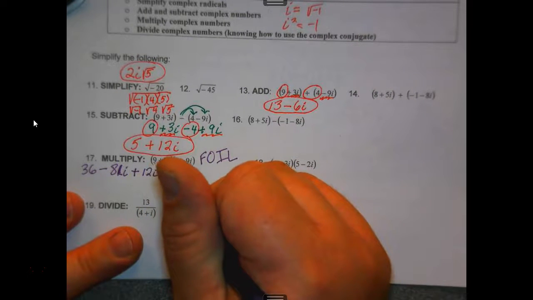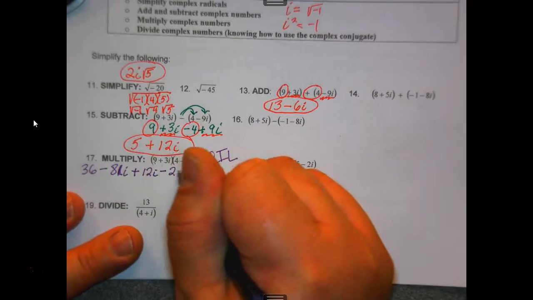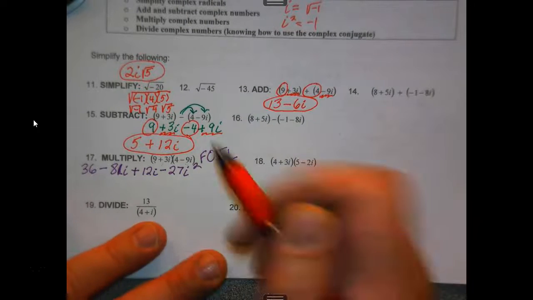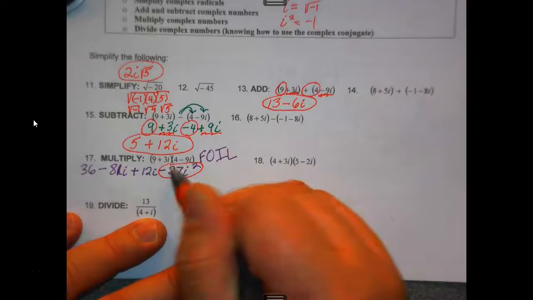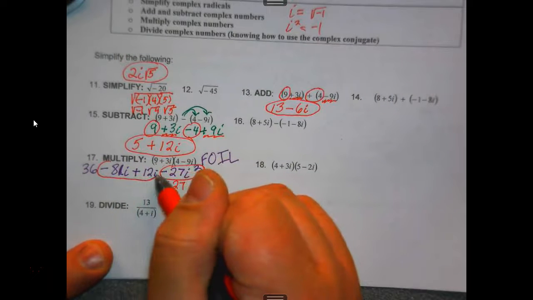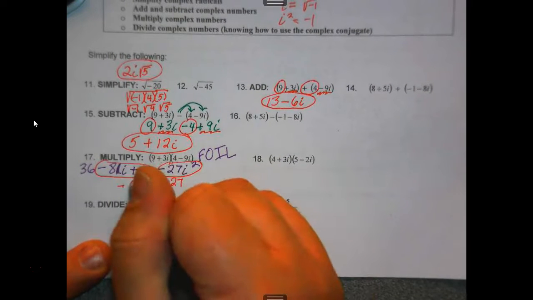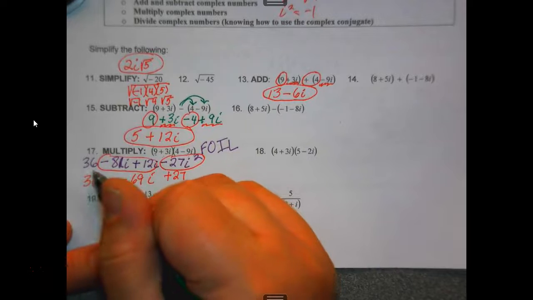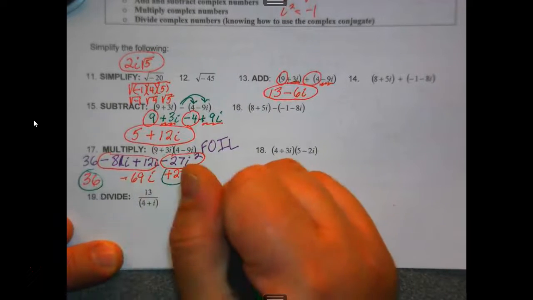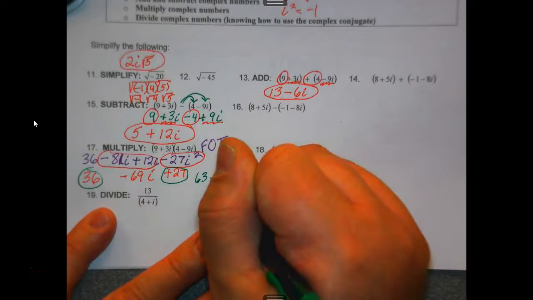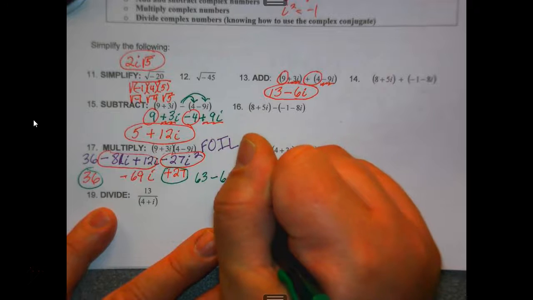3i times negative 9i is negative 27i squared. The i squared is going to make this a positive 27. Combine these, I get negative 69i and 36. Let's see, add the rationals: 36 and 27 is 63. And then I have the minus irrational 69i.